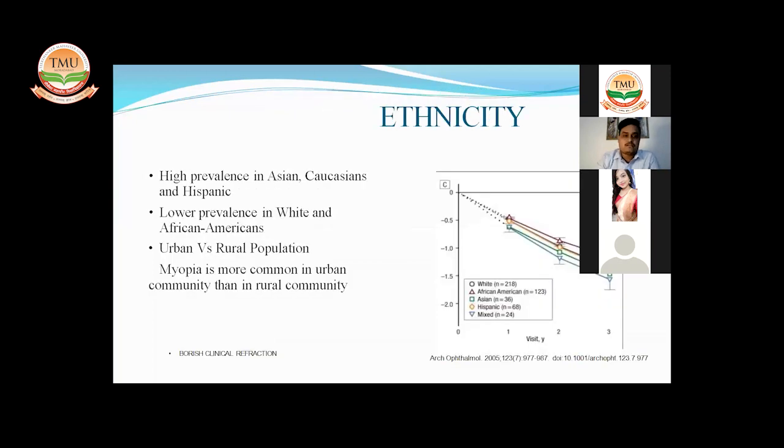Now, ethnicity. Ethnicity shows that the study done by the Archives of Ophthalmology shows a high prevalence rate in Asians, Caucasians, and Hispanics, and a lower prevalence rate in whites and African Americans. And the urban population is mostly affected as compared with the rural population. So myopia is affecting urban areas, urban lifestyle, urban society more than the rural population. There are some reasons which we will discuss in the further slides. So myopia is more common in the urban community than the rural community.